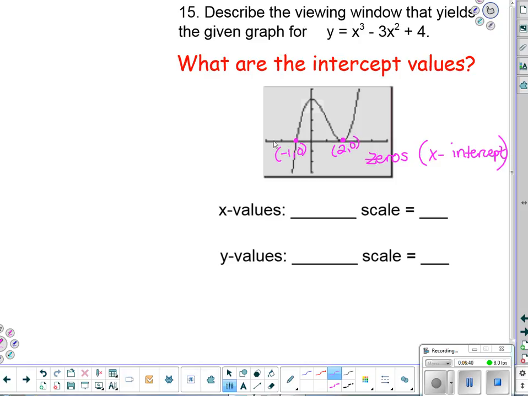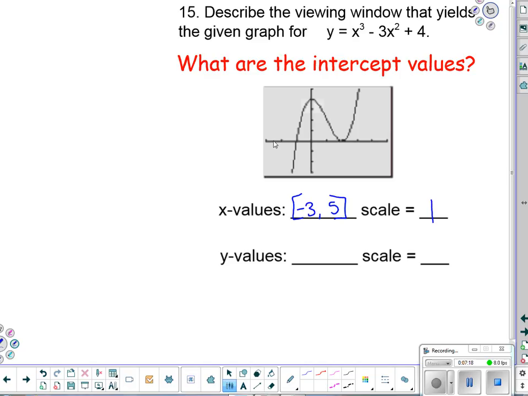Okay, this is plenty of clues to figure out. I'm going over 1, 2 spots and landing at 2. So 2 divided by 2 steps says that each step is a value of 1. So that means this would be 1, 2, 3, 4, 5, and -1, -2, -3. My x values run from -3 to 5 with a scale of 1. I am counting by ones. Okay, that got me the x scale.